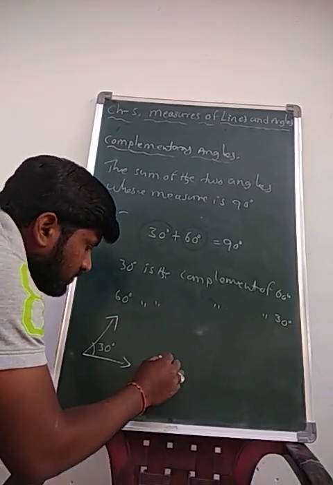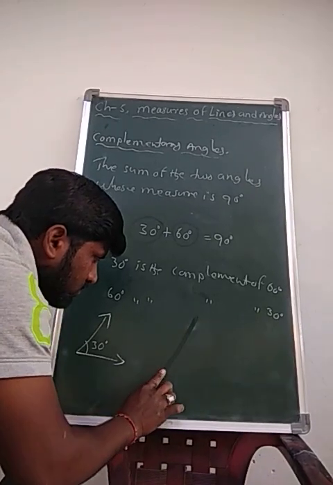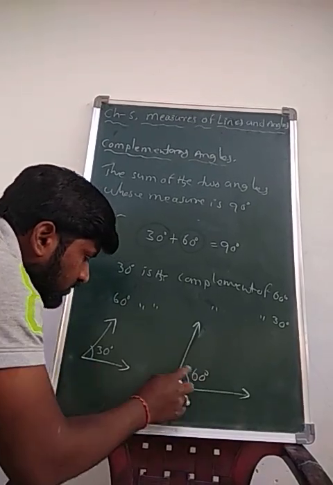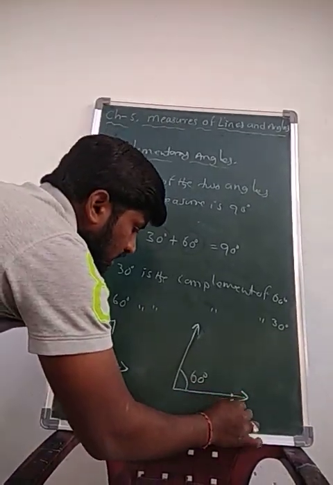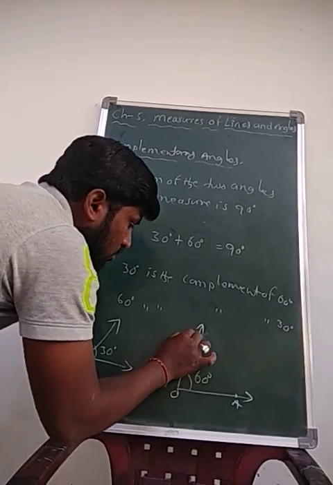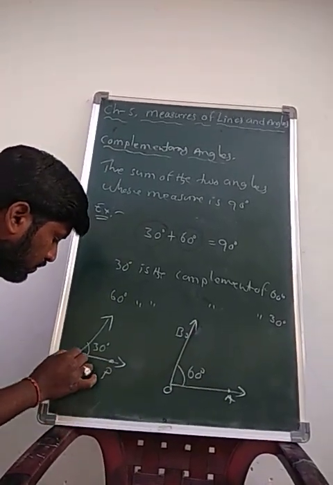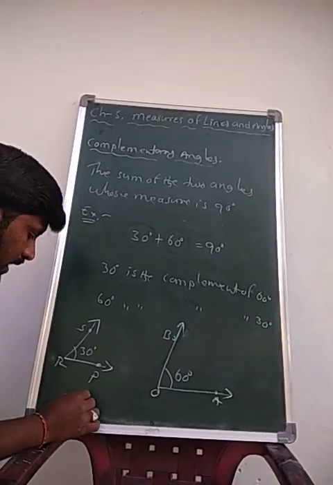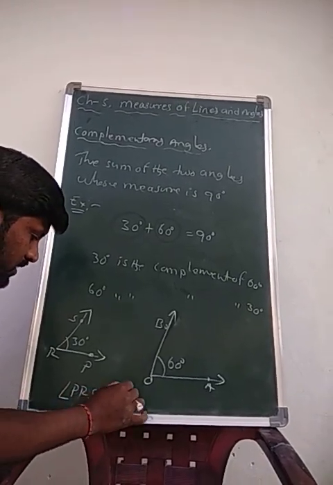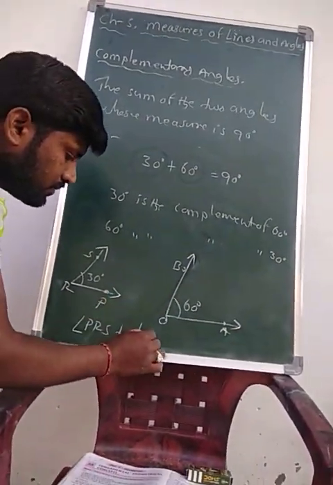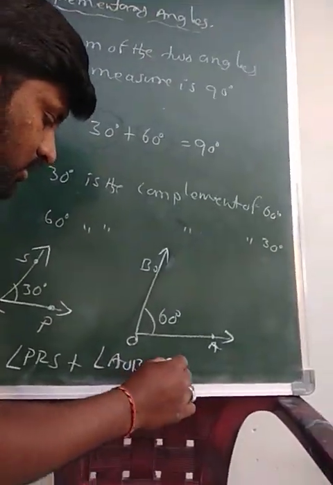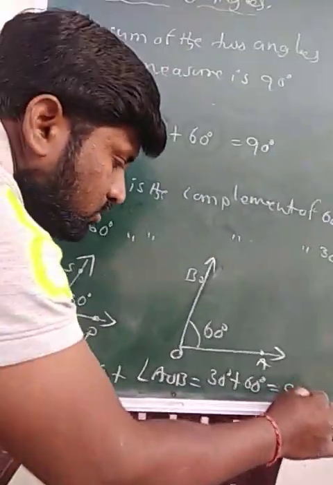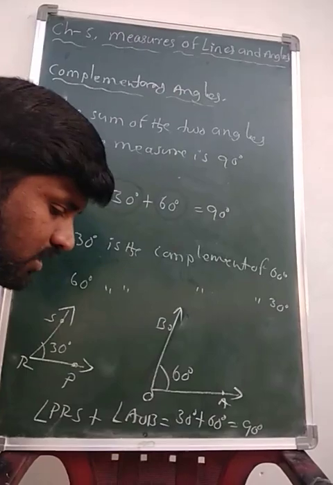So we can say like this: angle 30 degrees, angle 60 degrees. The sum of these two angles, for example, I'm taking like this: angle AOB, angle PRS. Clearly we can say angle PRS plus angle AOB is equal to 30 degrees plus 60 degrees is equal to 90 degrees. Okay, students?